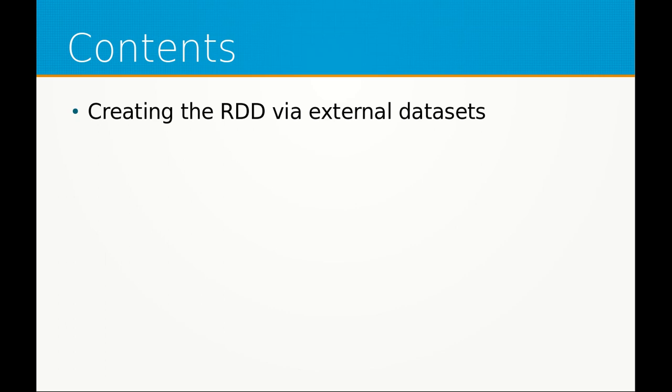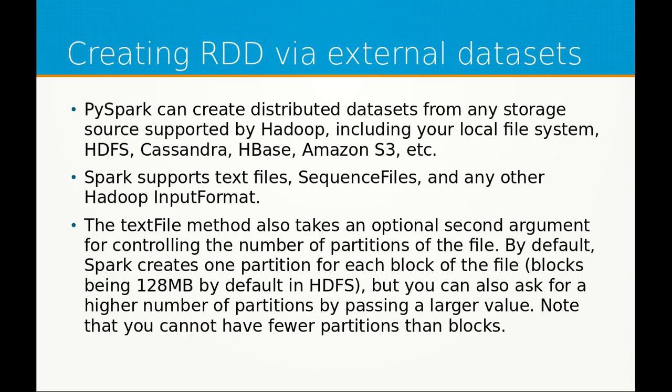So PySpark can create distributed datasets from any storage source supported by Hadoop, including your local file system, HDFS, Cassandra, HBase, Amazon S3, etc. So it means that we can create RDDs from any of the source systems like Hadoop, Cassandra, HBase, Amazon S3, whatever. It is not specific to any particular database or type of database. Any data storage, we can create it from any external dataset and have our RDD.